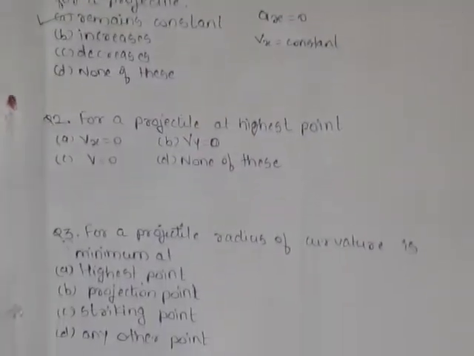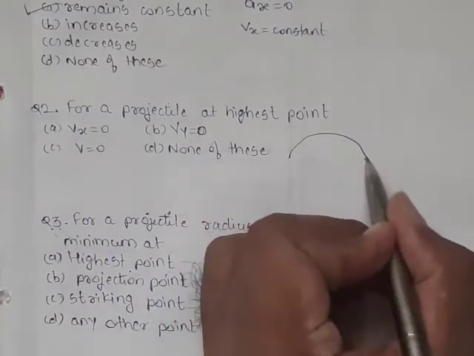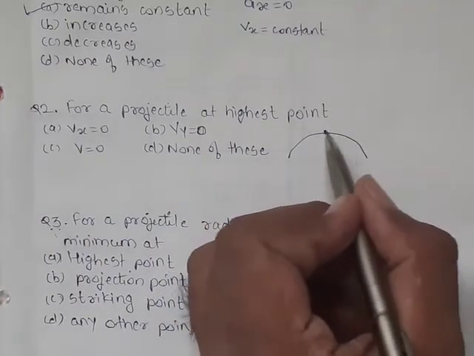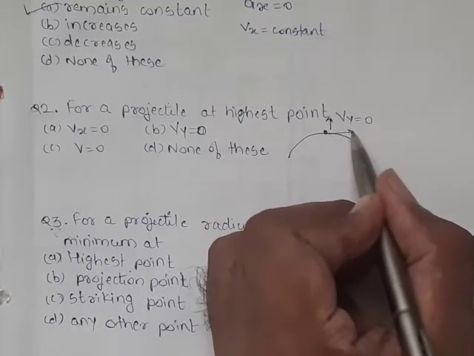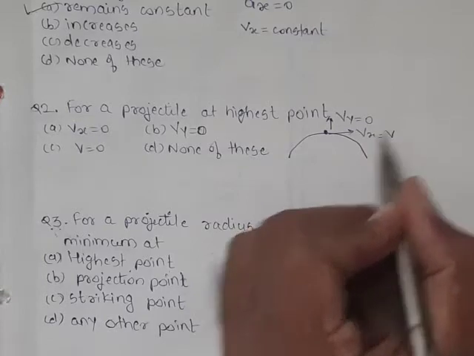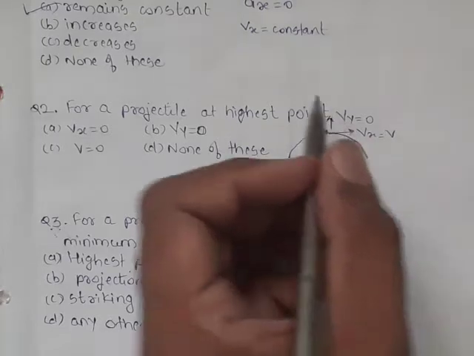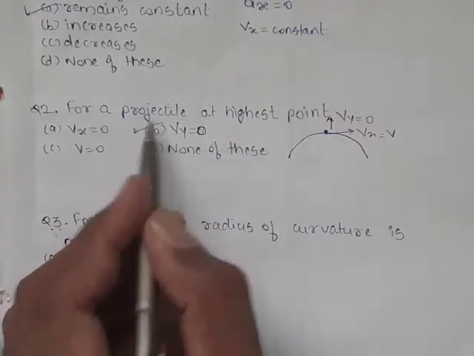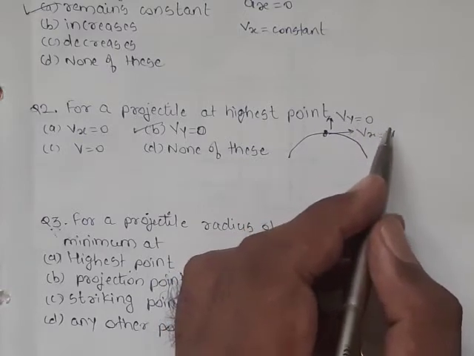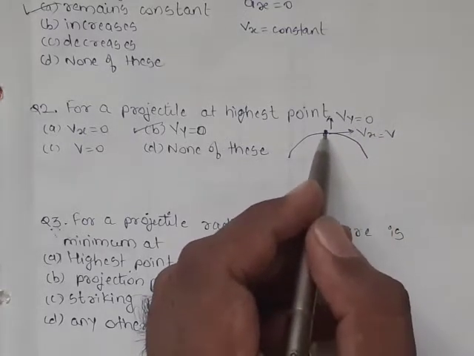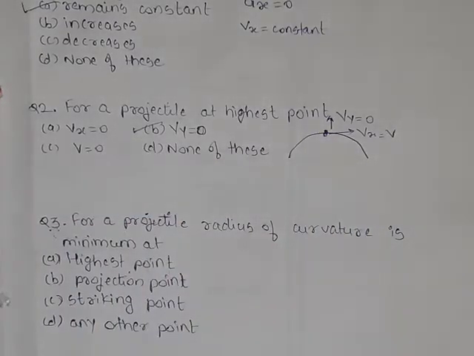Now question 2. For a projectile at highest point. If we draw a parabolic path, we are talking about the highest point. At the highest point, the y component of velocity vy becomes equal to 0 and the entire velocity will be along the x direction. So at the highest point, vx is equal to v and vy equal to 0. So option B is correct. Or we can say that at the highest point, since the y component of velocity becomes 0, the particle is going to start its downward journey. So here option B is correct for the second question.